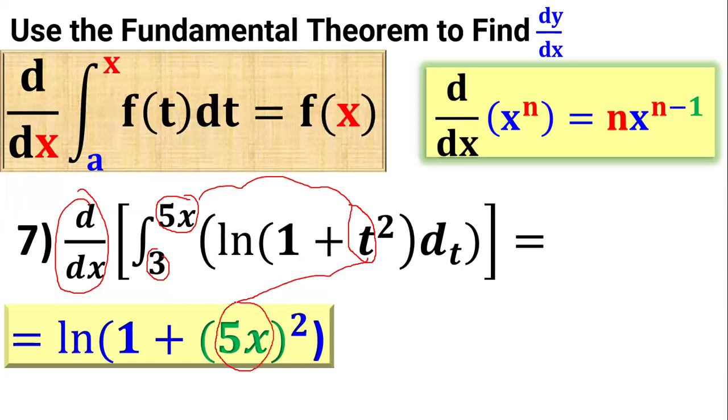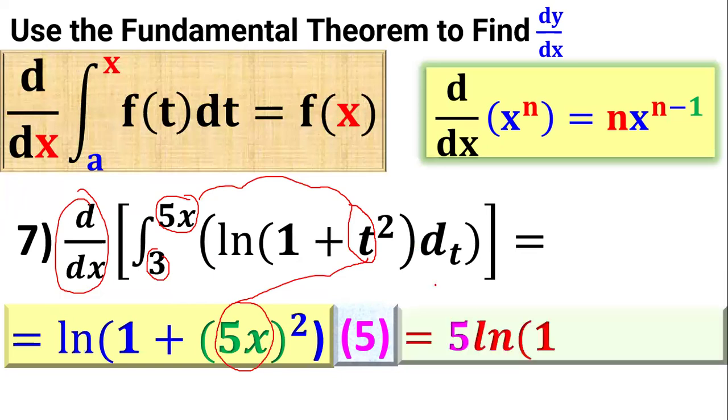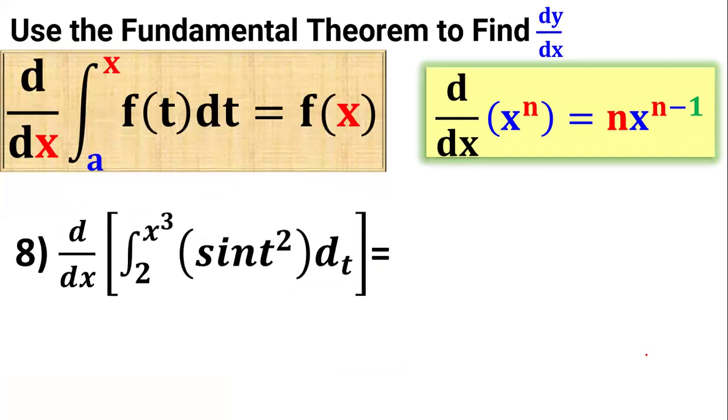Then multiply by the derivative of 5x. The derivative of 5x is 5, applying this rule. So it will be 5 ln of, in brackets, 1 plus 25x squared, because 5x the whole squared is 25x squared. Done. Okay, the final.